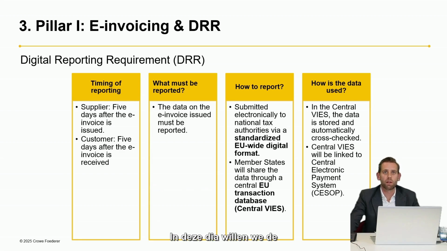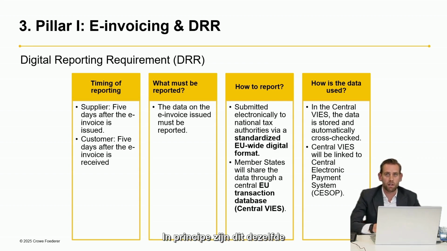So in this slide, we want to have a closer look at the requirements of the DRR: when a transaction needs to be reported, what data must be reported for every transaction, how you can report a transaction, and how the data is used. So let's start with the timing. Under the DRR, you have 5 days after the e-invoice is issued as a supplier to report this transaction. As a customer, you also have 5 days after the e-invoice is received to report this transaction under the DRR. Now, what must be reported is the data.